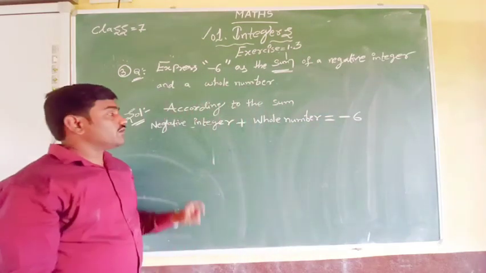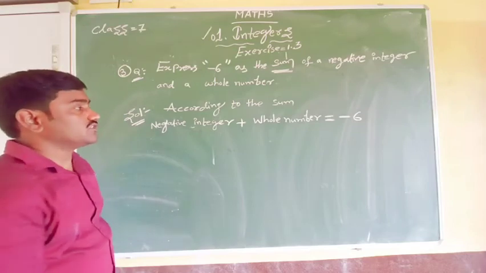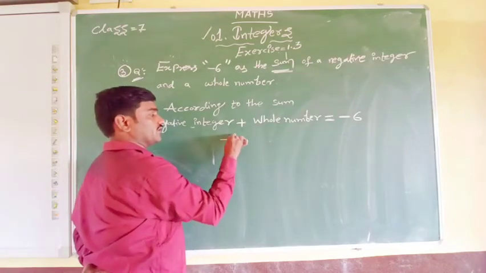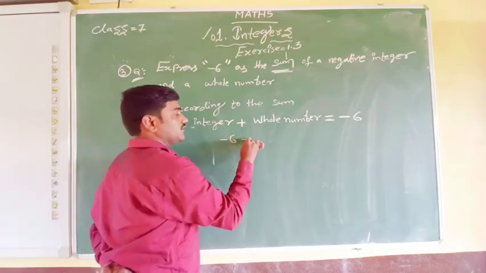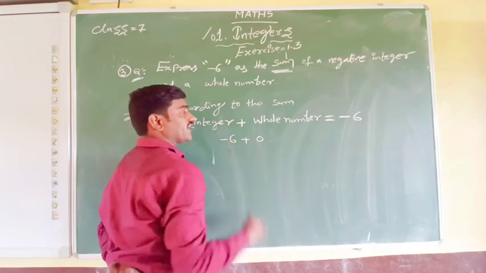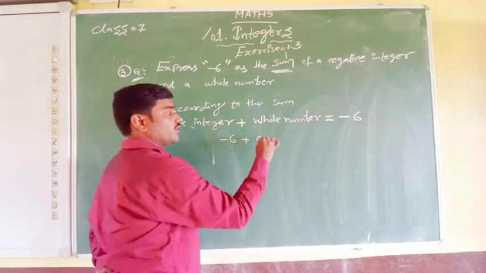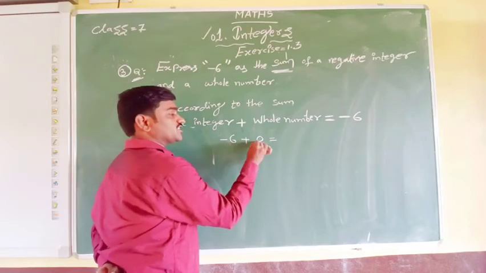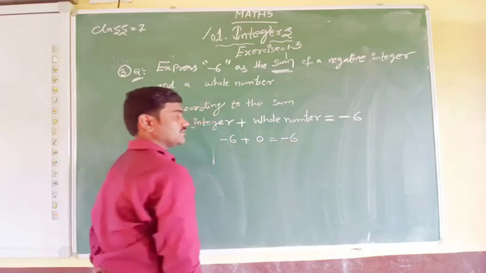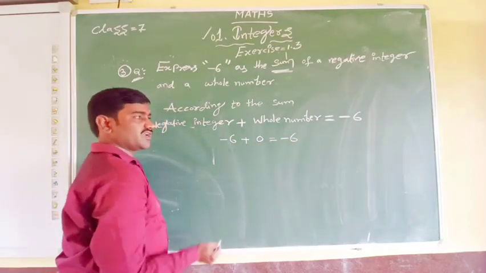Let us see, one negative integer. What will we take as the negative integer? Let me take minus 6 only. For example, minus 6 plus a whole number, I will take 0. 0 is a whole number. So minus 6 plus 0 is minus 6. This is the first.